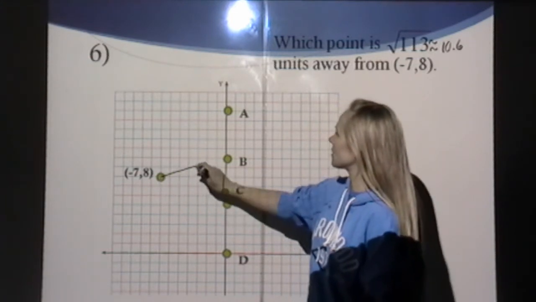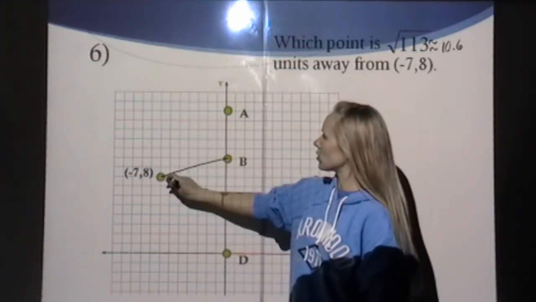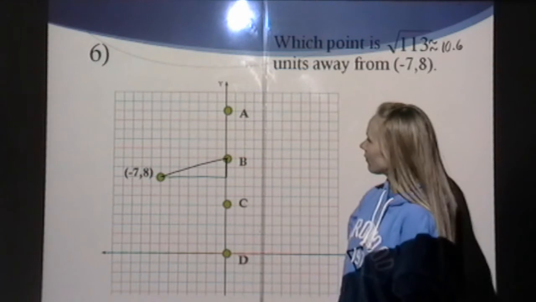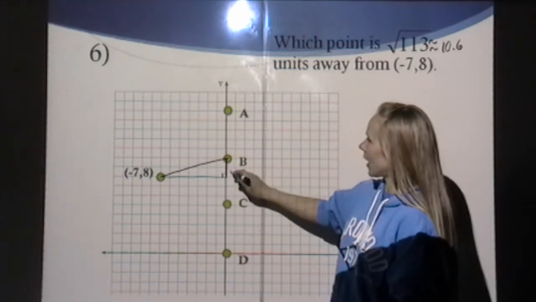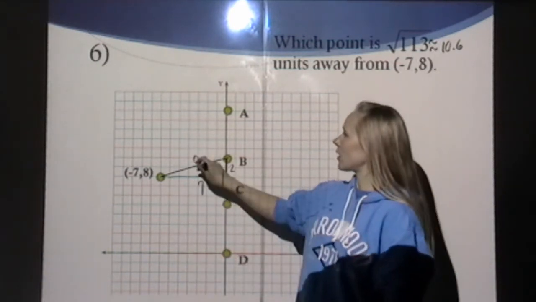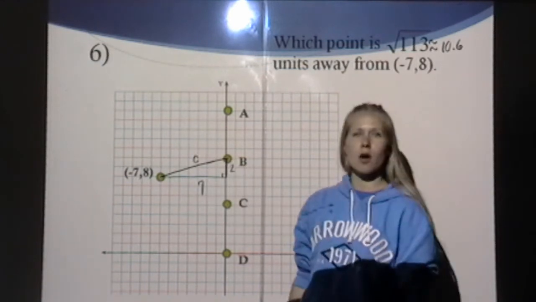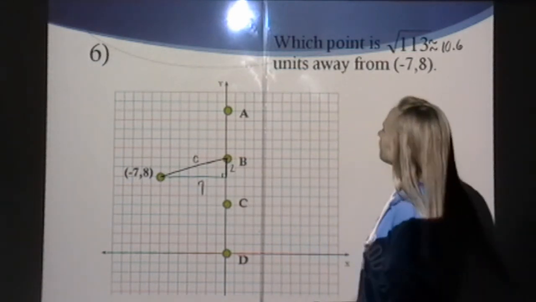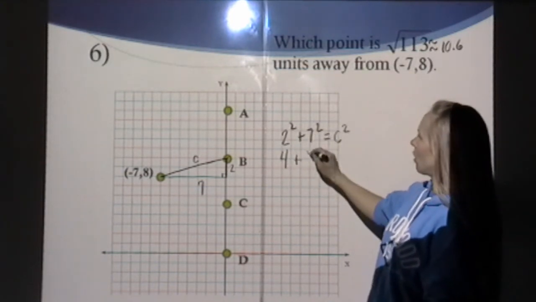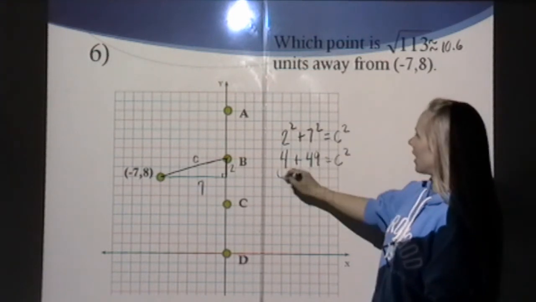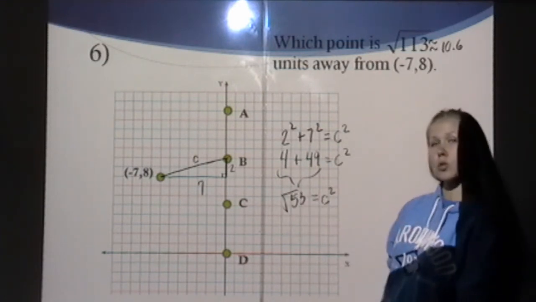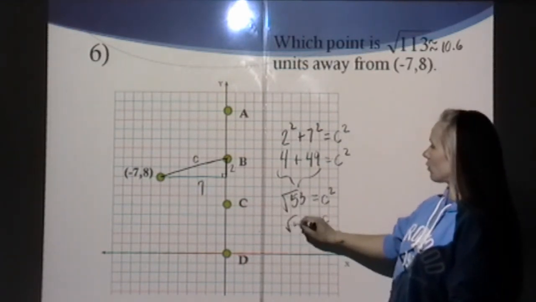I am going to connect our given point with B, and then I'm just going to create a triangle, just like this. And if I look here, I see that I have a right triangle that happens to be 2 units high and 1, 2, 3, 4, 5, 6, 7 units long. And I'm trying to find the distance here between this point and this point, so that would be my C, my hypotenuse. So let's try this. A squared plus B squared equals C squared. Evaluate. 4 plus 49 equals C squared. And if I add these two together, I get 53 is equal to C squared. And of course, I have to find the square root. So C is equal to the square root of 53.